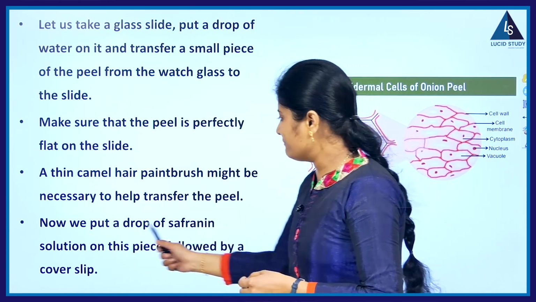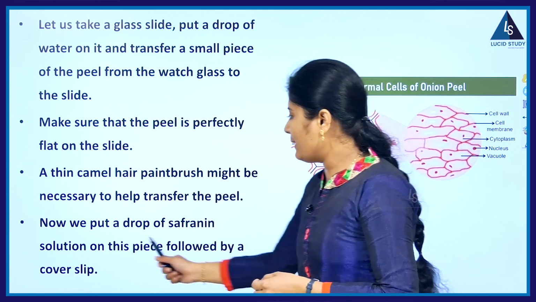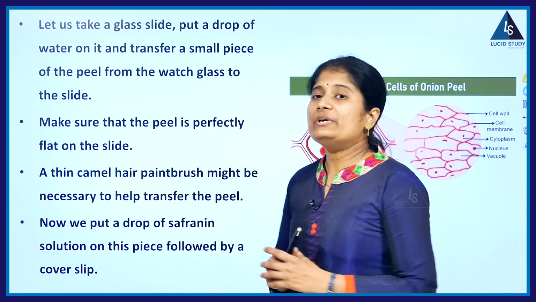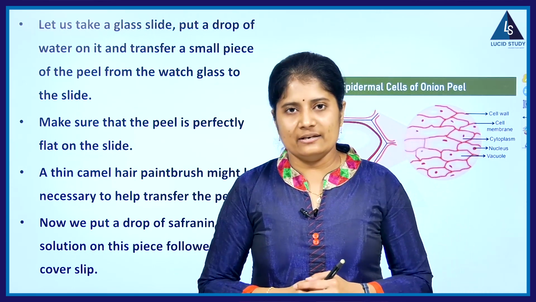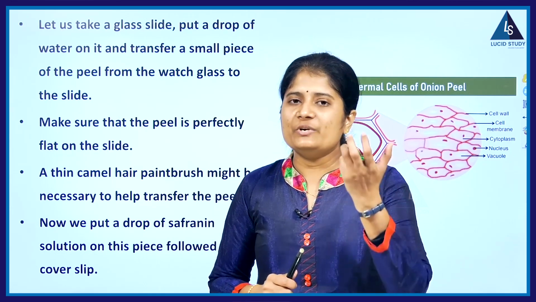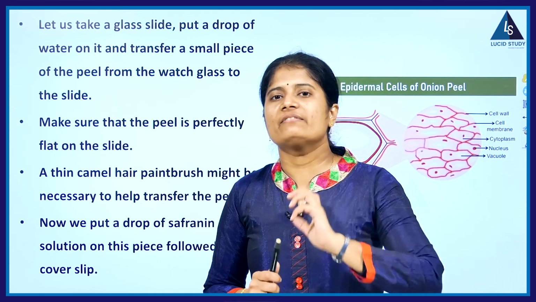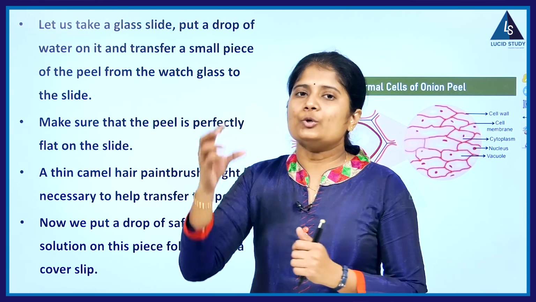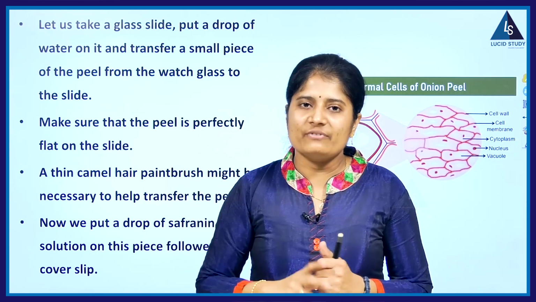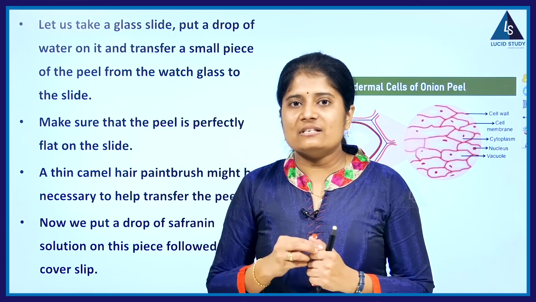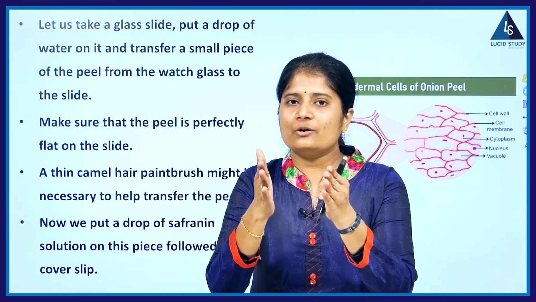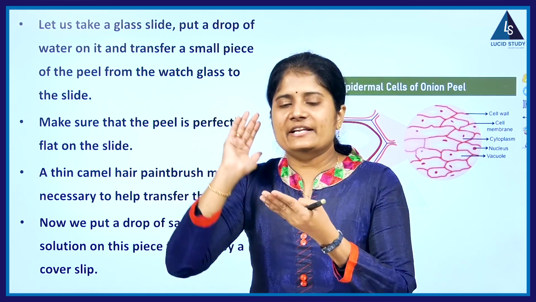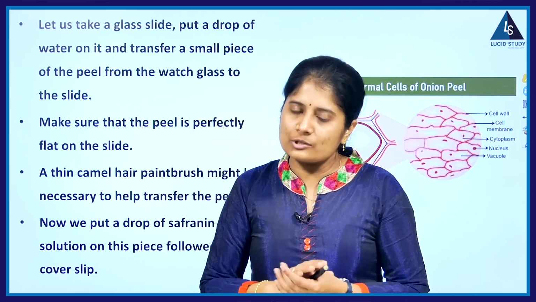Now we put a drop of safranin solution on this piece, followed by a cover slip. Here you need to remember one word, that is safranin, which we are going to term here as a stain. Stain in the sense a coloring agent which is going to color the material we place on the slide. As we have taken here the onion peel, towards that onion peel we need to add a drop of the safranin and put a cover slip. Cover slip in the sense where the peel does not undergo any drying if you put this cover slip. So the layer will be identified uniformly, and you can see the layer also very clearly under the microscope.